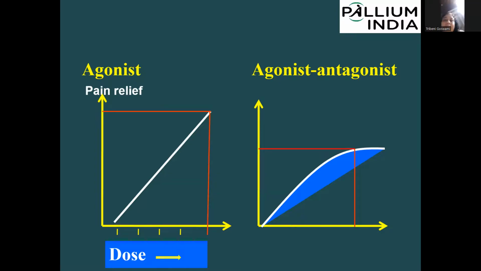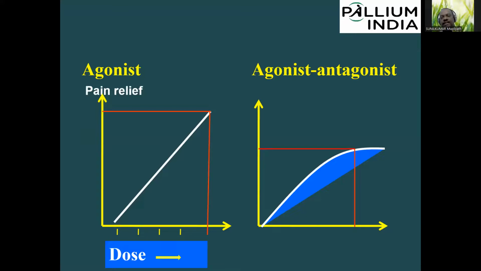But in the case of an agonist-antagonist, what happens? Up to the red line, if you increase the dose of the agonist-antagonist, it will give corresponding pain relief. But after the red line, even if you increase the dose, it will not give any pain relief. You can see the curve flattens. So for an agonist-antagonist, there is a maximum dose for analgesia, which is known as the ceiling effect for analgesia.